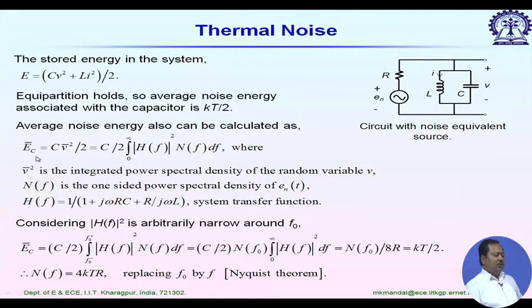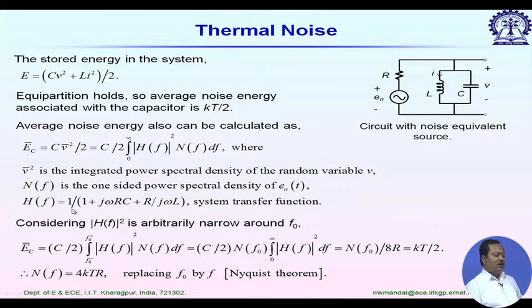Now we calculate Ec, the average energy stored in the capacitor. This is half C V squared. We can calculate this half C V squared as C by 2 times the integration from 0 to infinity of the transfer function squared, |H(f)|^2, times N(f) df, where H(f) is the transfer function of that circuit. N(f) is the noise power spectral density due to En, because En is a function of frequency and we are considering N(f) as the one-sided power spectral density of this En. Since L and C are given, we can calculate the transfer function.